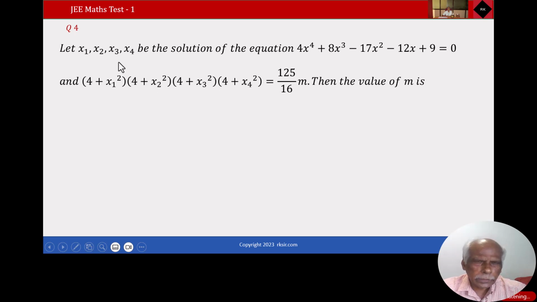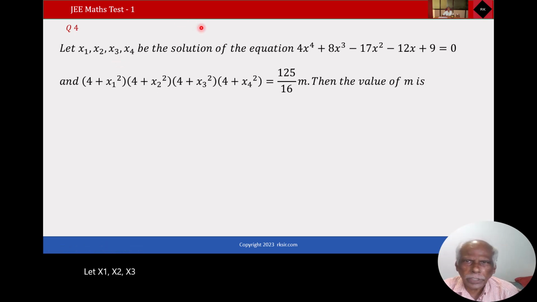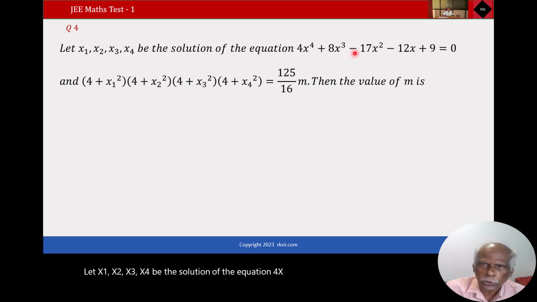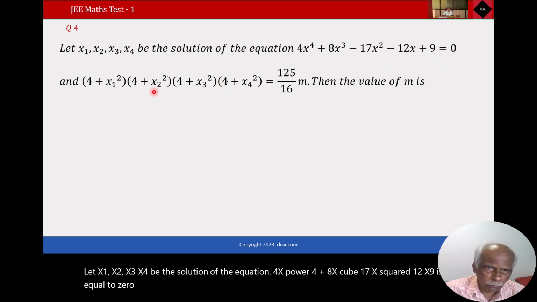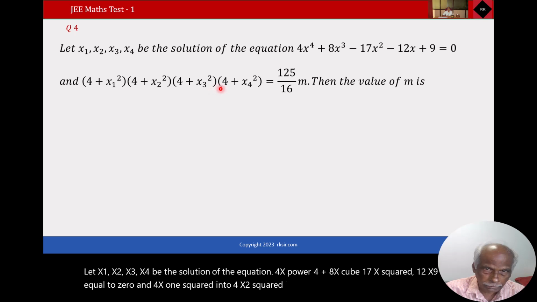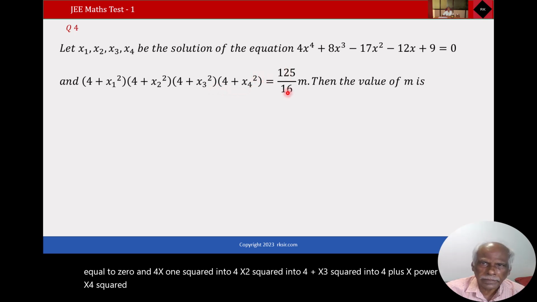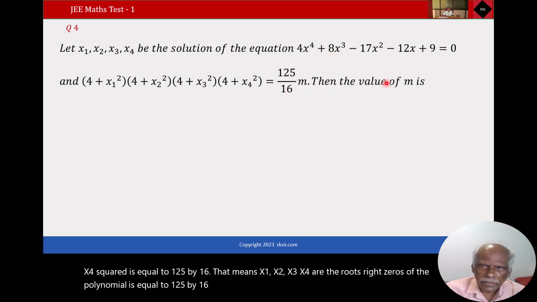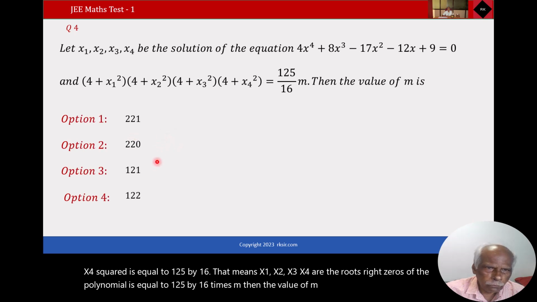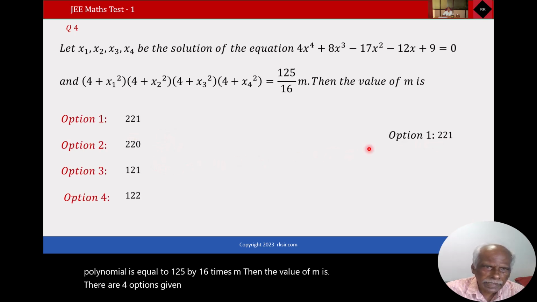Let x1, x2, x3, x4 be the solutions of the equation 4x to the power 4 plus 8x cube minus 17x squared minus 12x plus 9 is equal to 0. And (4 plus x1 squared) into (4 plus x2 squared) into (4 plus x3 squared) into (4 plus x4 squared) is equal to 125 by 16 times m. That means x1, x2, x3, x4 are the roots, the zeros of the polynomial. Then the value of m is, there are 4 options given here. Option 1 is the correct answer. We will see how to get it.